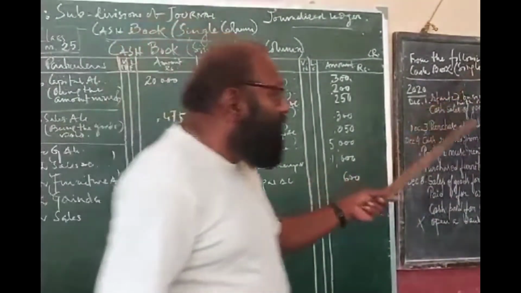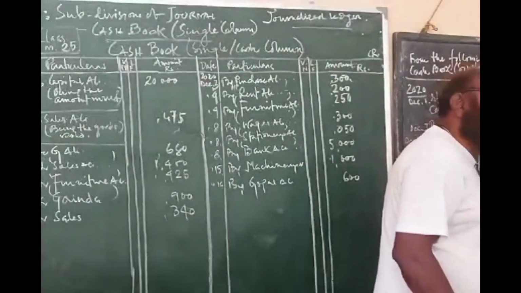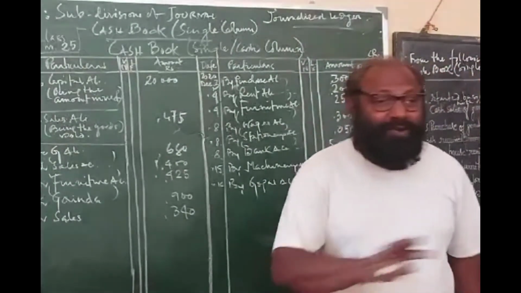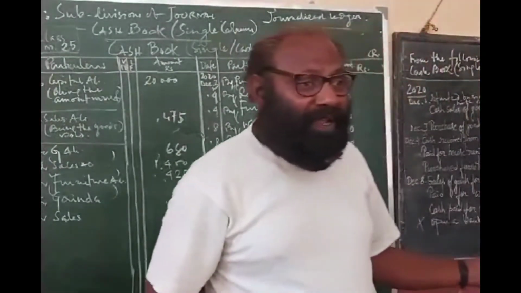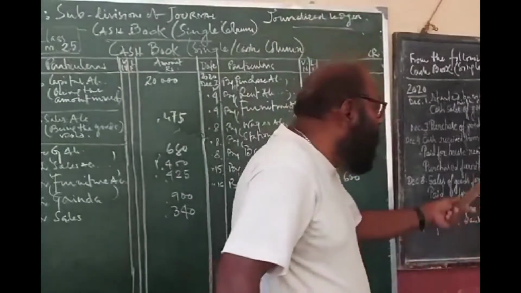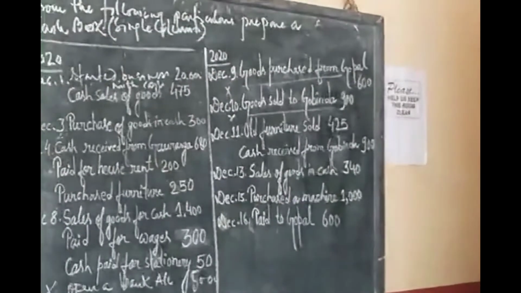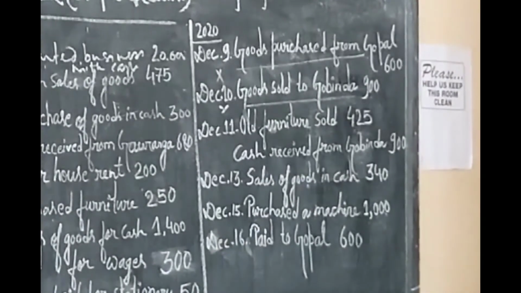What is the journal? Purchase goods from Gopal. Journal is purchase account to Gopal. So there is no cash aspect, so it should not take place in the cash book. Goods sold to Govind, the same fashion. Govind account debit to sales. No cash element, no cash book.